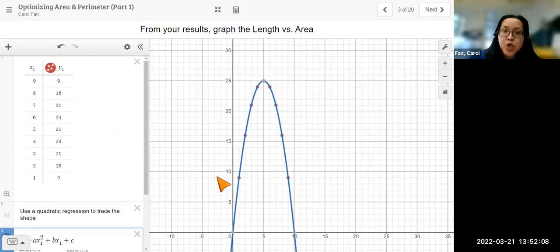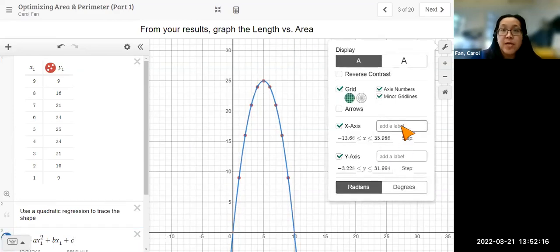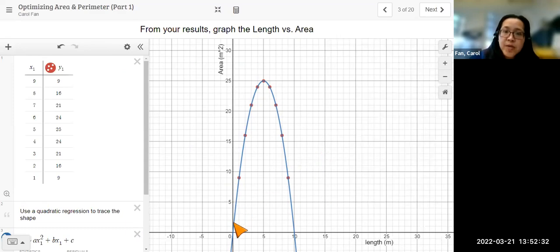Okay, let's interpret our graph here. On the x-axis, we graphed length, so I'm just going to label it. This is length in meters, and our y-axis is area, and this is in meters squared. So we clearly see from this graph that our area will change based on the length. There is a maximum point that happens at 5, and the area is 25.